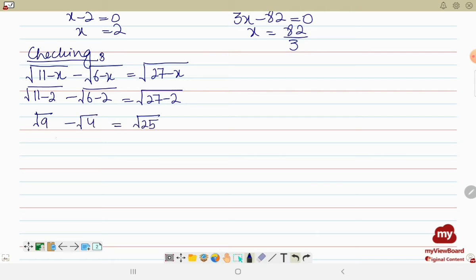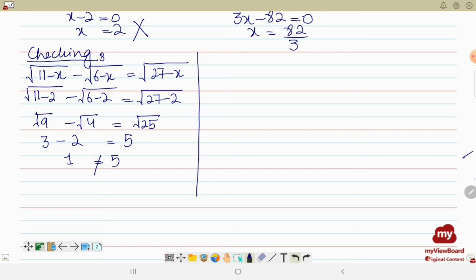Let's open up the roots. We got 3 minus 2, and here we have 5. So you see, if we solve it, 1 is not equal to 5, so this means x equals 2 does not satisfy the given equation. The value does not get into the solution set.